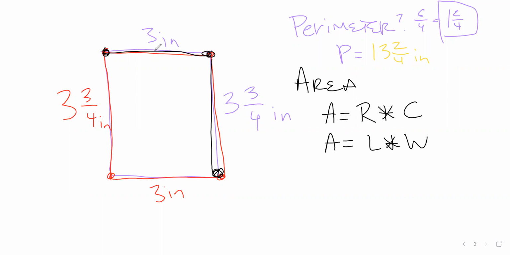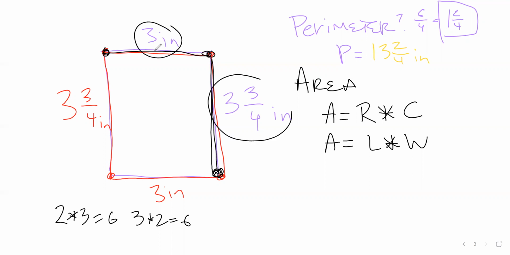And it's also interchangeable, right? Remember that in multiplication, 2 times 3 is 6. 3 times 2 is 6. So it actually doesn't even matter which one you call the length or the width. You just need to make sure you're using both those numbers to multiply. And you want to use those adjacent ones, right? You don't want to use those numbers that are directly across from each other. You want the rows and the columns.